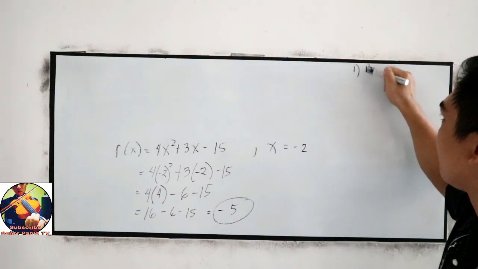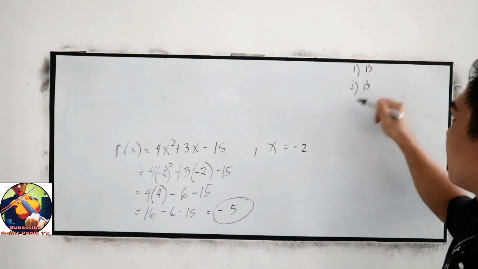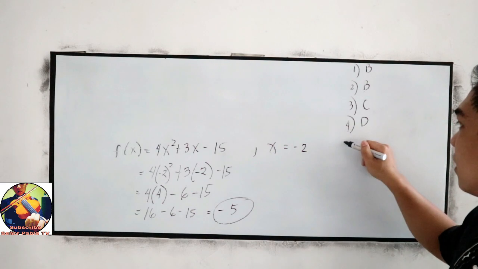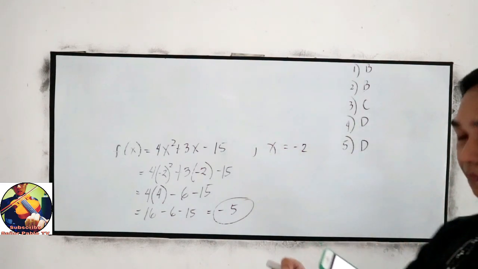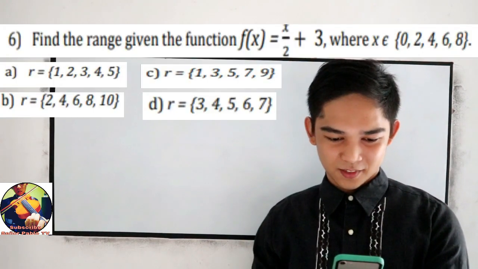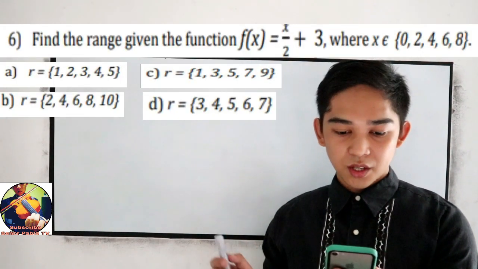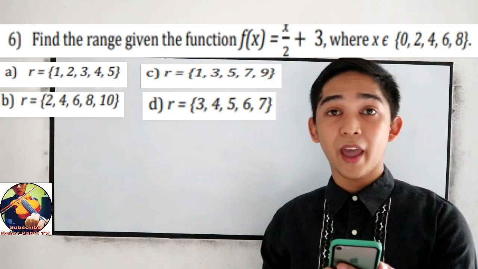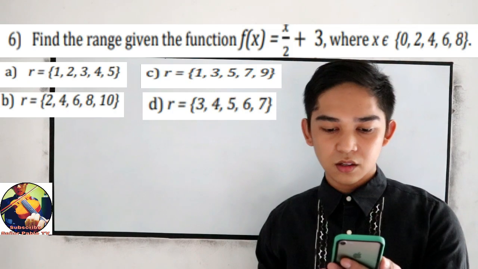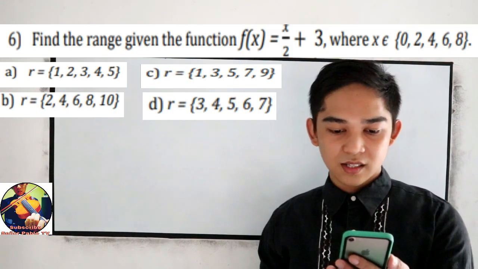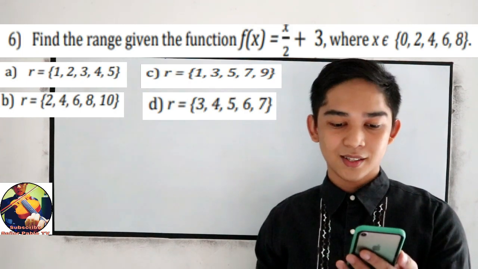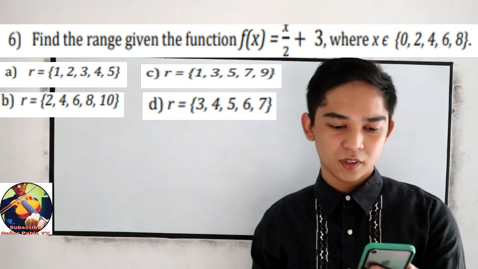Number 1 is B. Number 2, B. Number 3, C. Number 4, D. Number 5 is D. And now let's proceed to number 6. Find the range given the function f of x is equal to x over 2 plus 3, where x is an element of 0, 2, 4, 6, and 8.